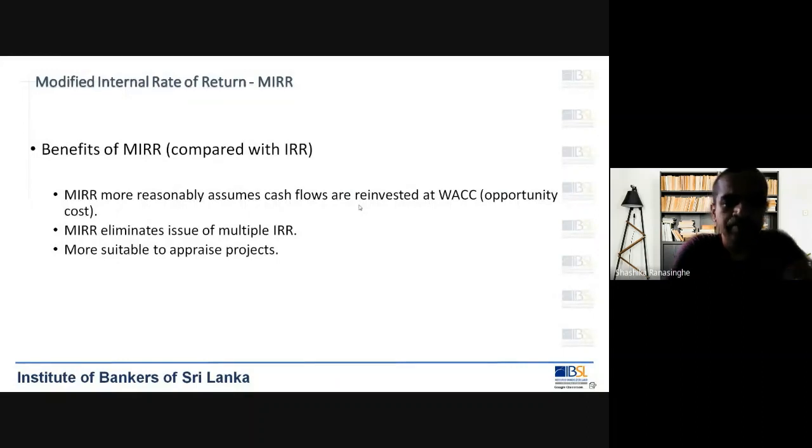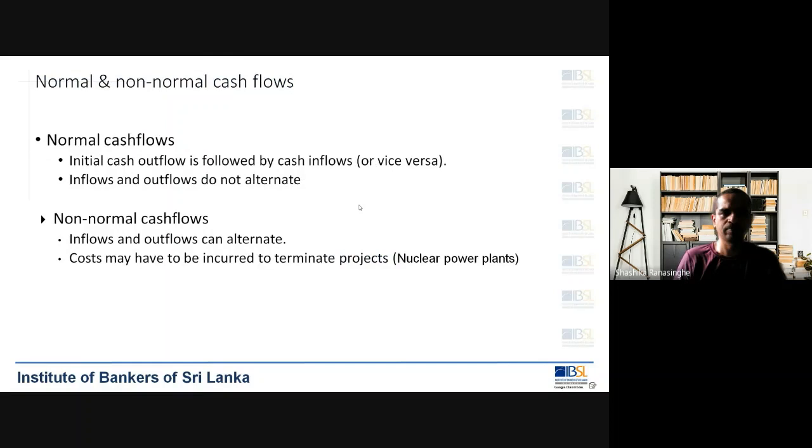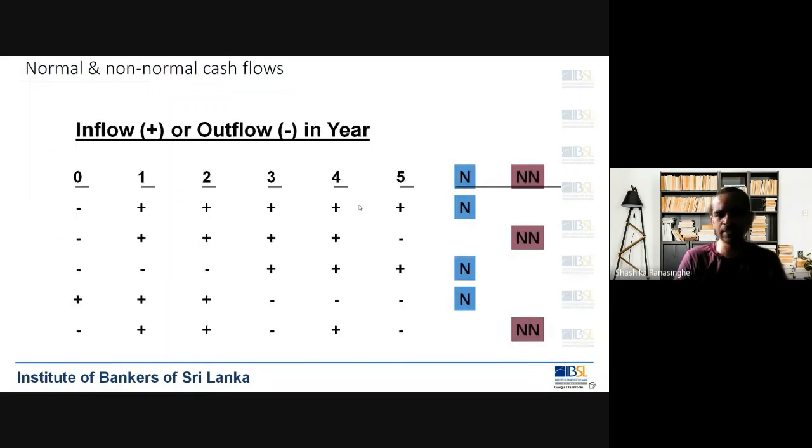Benefits of MIRR. It assumes that cash flows are reinvested at the weighted average cost of capital, right? Similar to IRR, it eliminates the issue of multiple IRR. That's the biggest benefit. You won't get a problem with multiple IRRs. And in most projects, you will have non-normal cash flows rather than normal cash flows, right? So this is better suited to evaluate projects than IRR. Normal, non-normal cash flows we discussed last week.